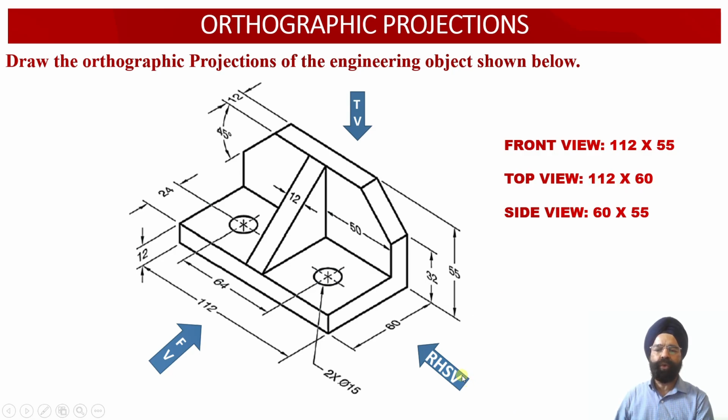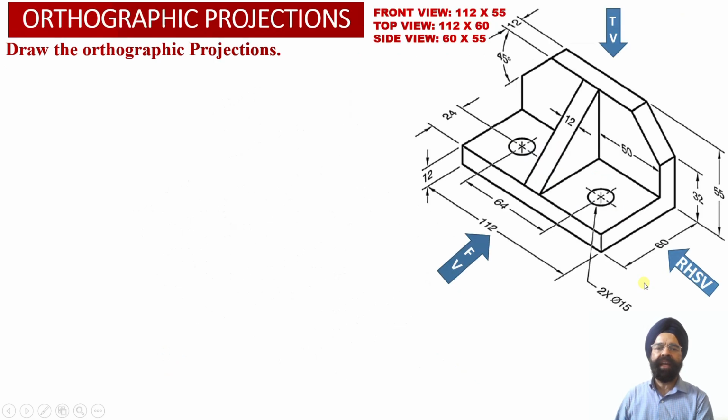Similarly, when we look at the solid from the right hand side orientation, we observe the depth of the solid equal to 60 millimeter and the height of the solid equal to 55 millimeter. So the right hand side view face of the solid will be measuring 60 millimeter by 55 millimeter. With this information, we are required to obtain the orthographic projections of the solid.